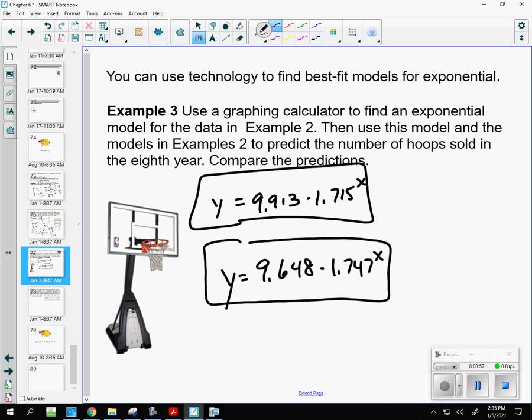You'll notice the two are just slightly different. They're not horribly wrong. This one we did by hand, and this one we did using the calculator. And obviously the calculator is much more accurate. Okay, you're using technology to actually come up with it.